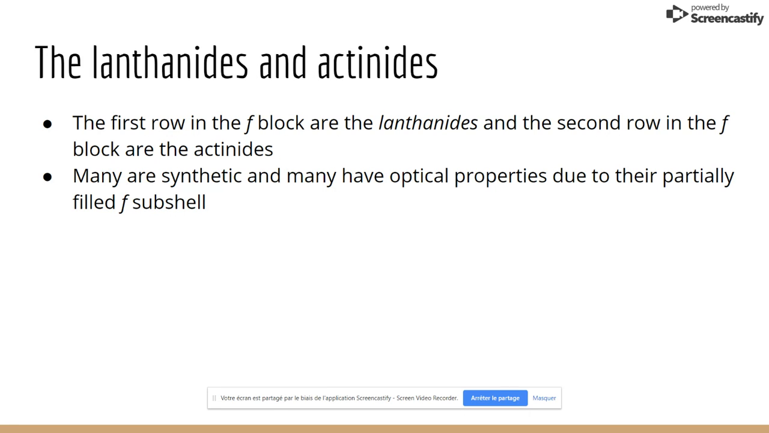Pause here. And then we're just going to talk a little bit about the f block. We're not going to be doing too much with them. So the first row of the f block is the lanthanides, and the second row is the actinides. A lot of them are synthetic, meaning that they don't exist naturally. They're actually made in labs, and they have really interesting optical properties just due to the partially filled f subshell. We're not going to be talking too much about them, but I just wanted you to have seen this at some point in time.